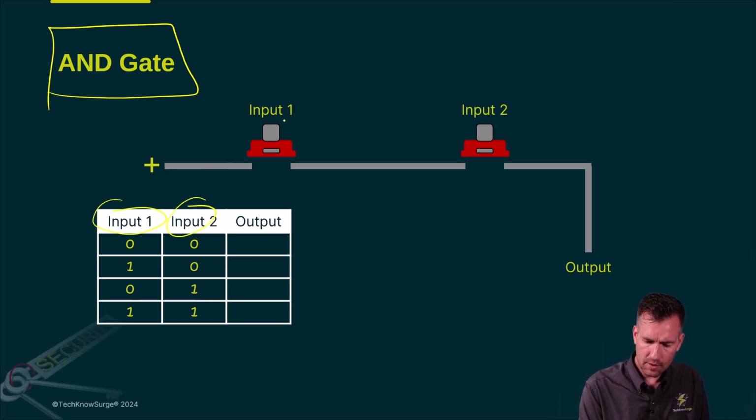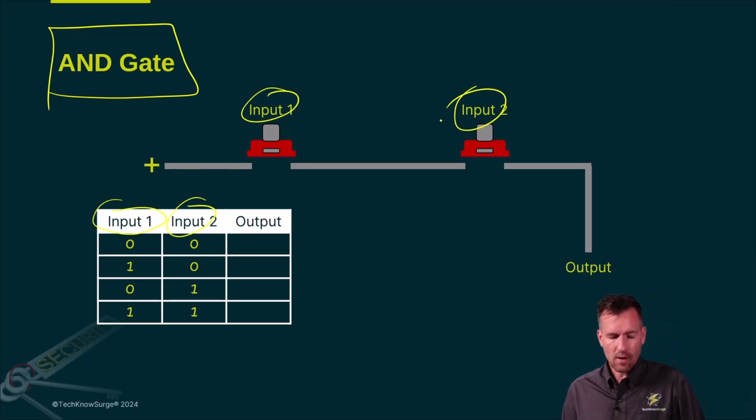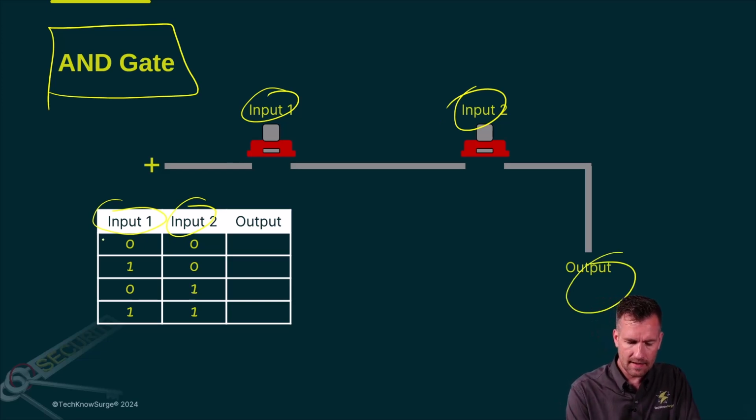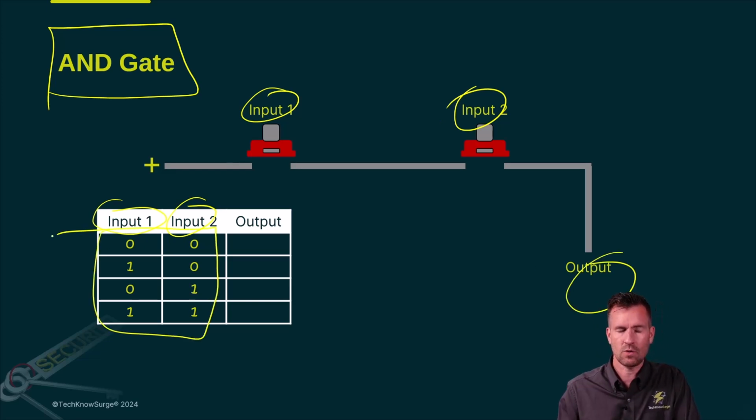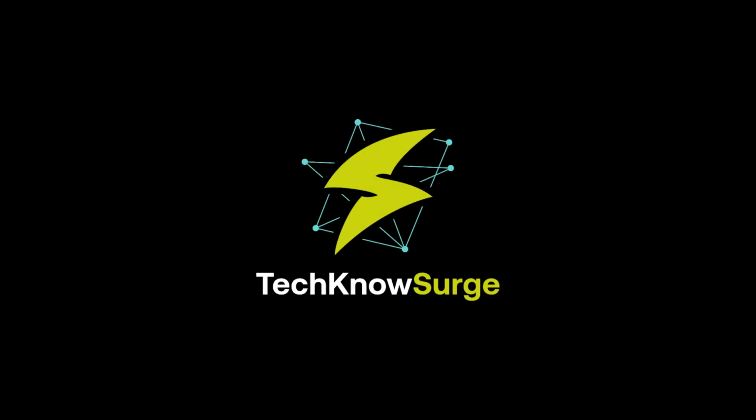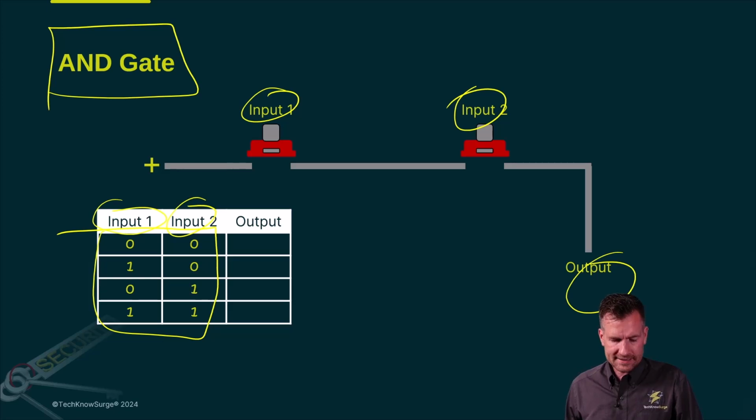Input 1 and input 2 are right here. And what is going to be the output given these set of inputs into it? Go ahead and pause the video, see if you can figure it out, then play, and then we'll walk through it together. All right, so let's see what happens here.